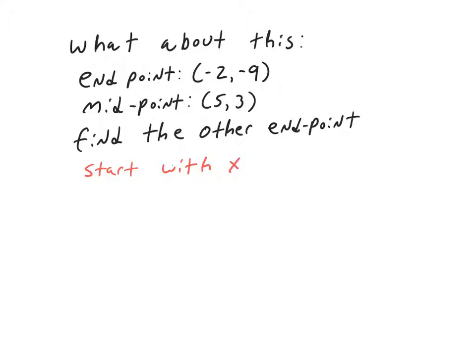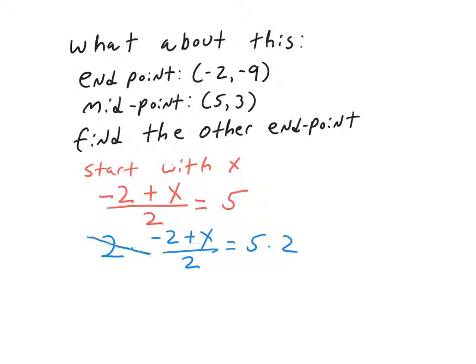So for the x, what happened was I took negative 2, that's our first endpoint. I added it to my second endpoint, which we don't know. And then I divided it by 2, and I got my midpoint, which was 5. So we'll just work backwards with that. The first thing I want to do is get rid of this nasty fraction. So I'm going to multiply both sides by 2. That's going to get rid of this, and we'll get negative 2 plus x equals 10. And then all I have to do is add 2 to 10, and we'll get x is 12. So that's our other endpoint, the x value.